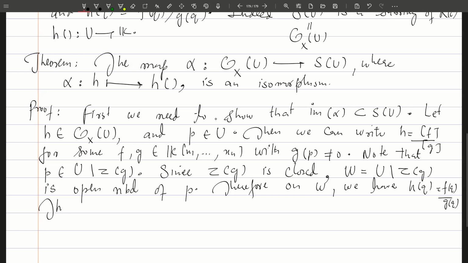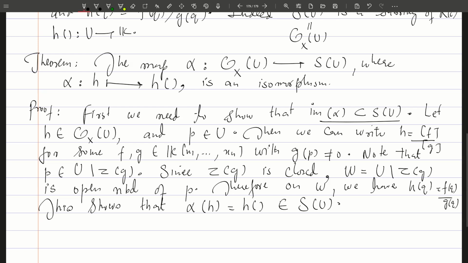So this shows that the element alpha of h, which is h with these round brackets, is an element of S of U. So this proves our claim that the image of alpha is inside S of U. Now it remains to prove that this alpha is bijective. To show alpha is bijective, we exhibit its inverse.